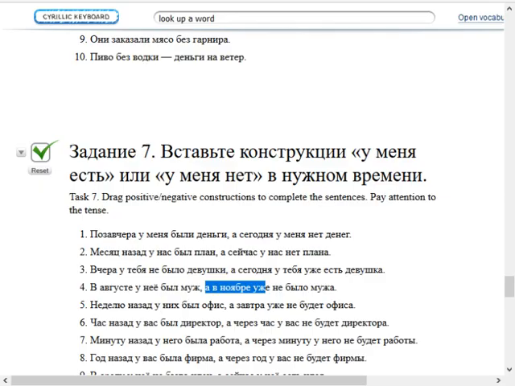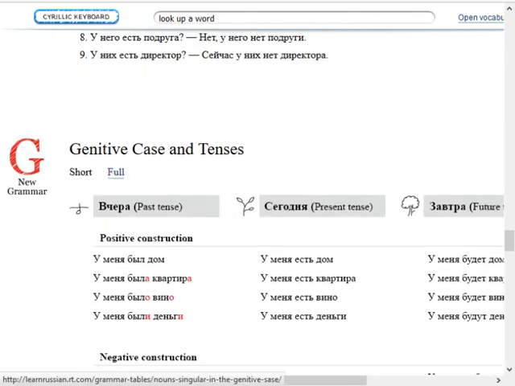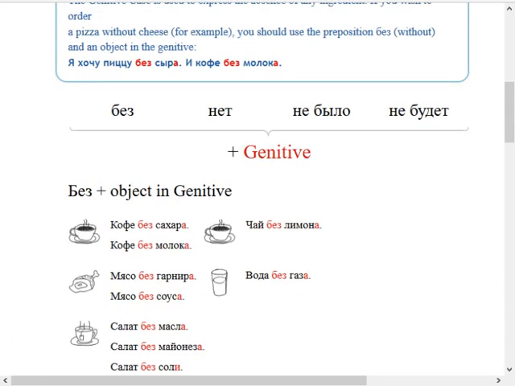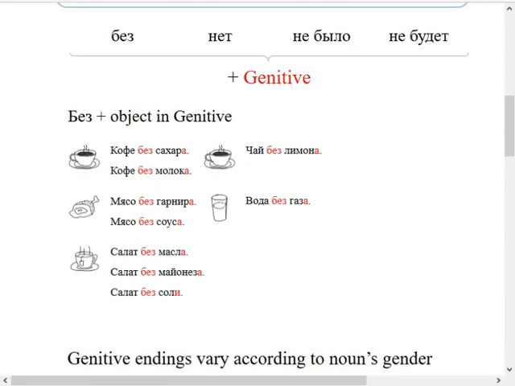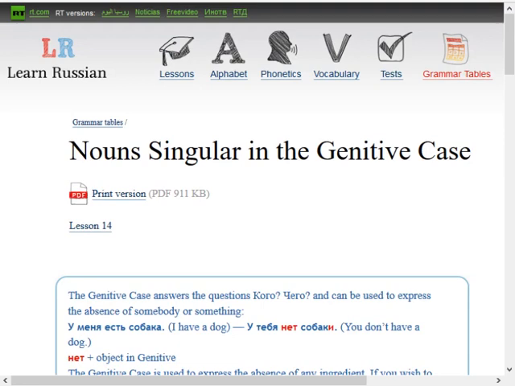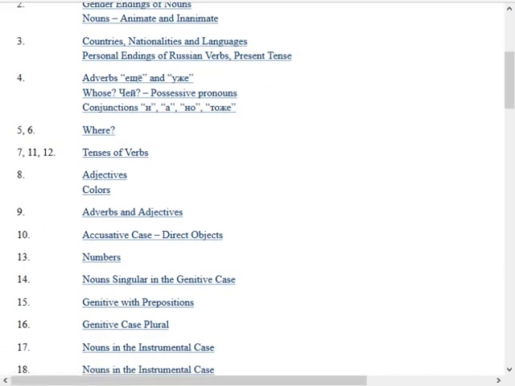Hold on a second. Where is that? So if we open up this table here... Wait, no, that's not the table I'm looking for. Where is it? If we go here to grammar tables, where is the table that I'm looking for?